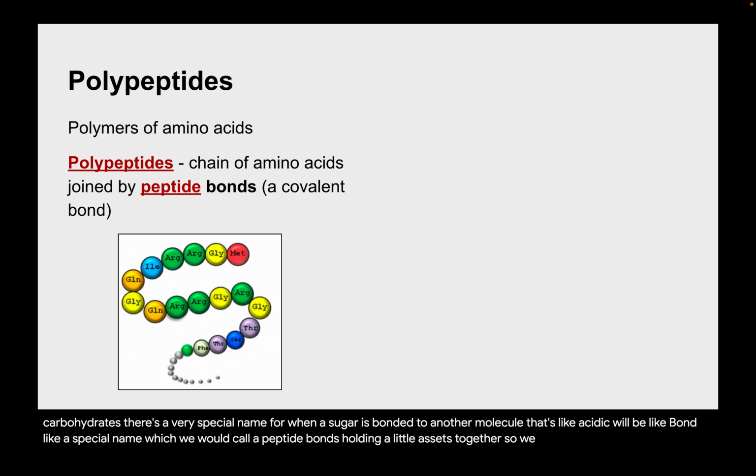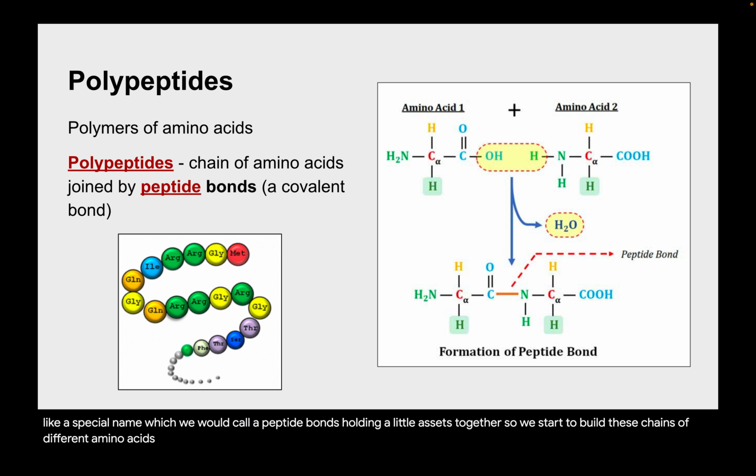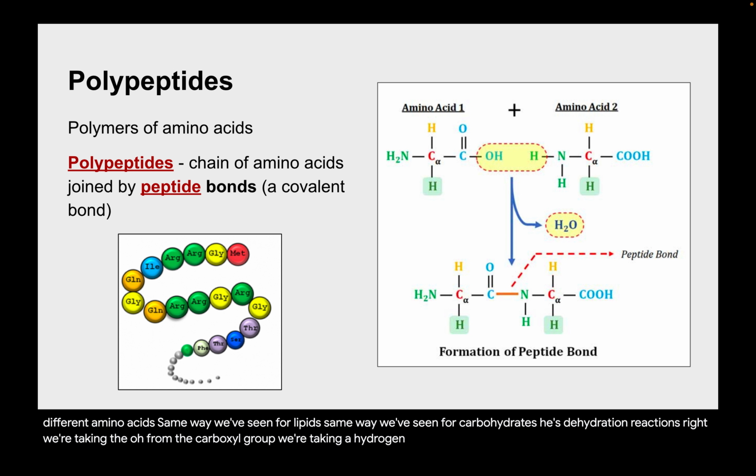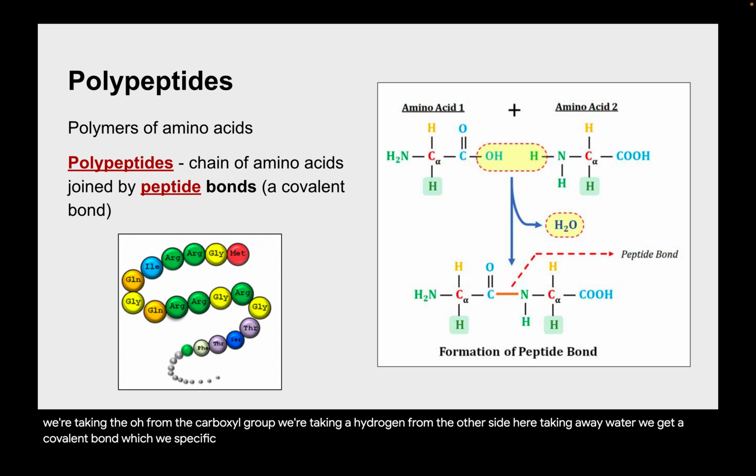So we start to build these chains of different amino acids. And they're built in the same way we've seen for lipids, same way we've seen for carbohydrates. These dehydration reactions, right? We're taking the OH from the carboxyl group. We're taking a hydrogen from the other side here, taking away water. We get a covalent bond, which we specifically call a peptide bond.